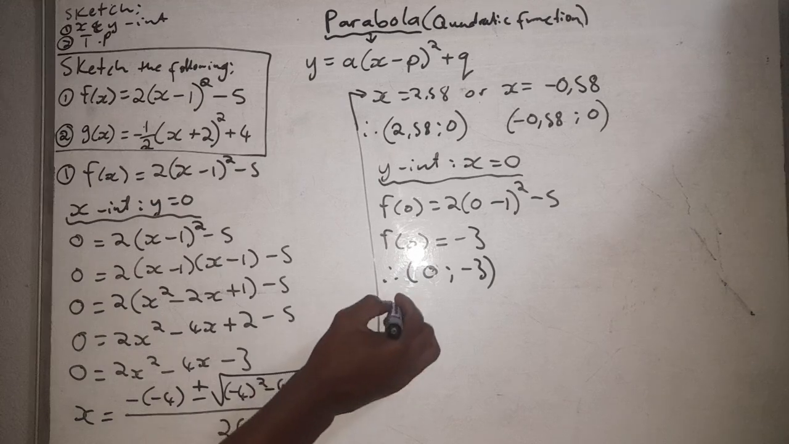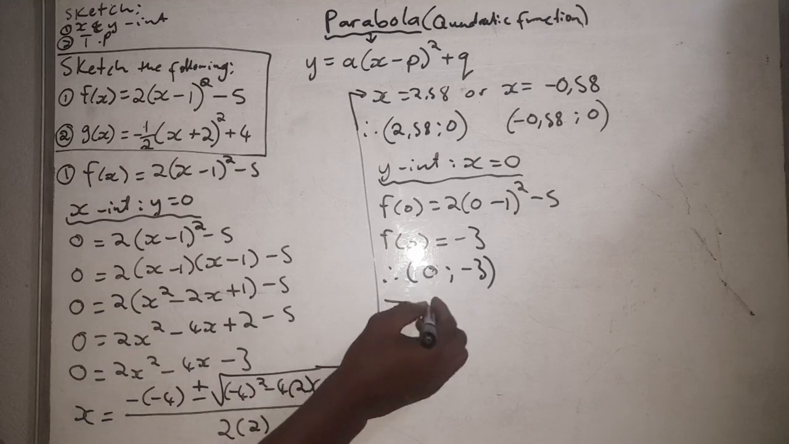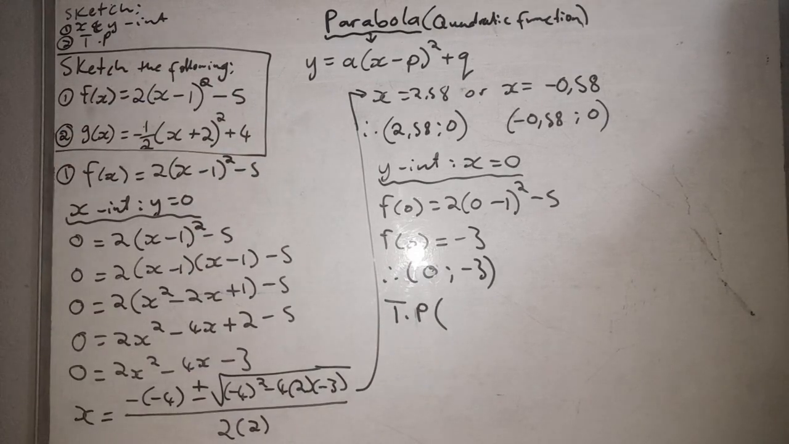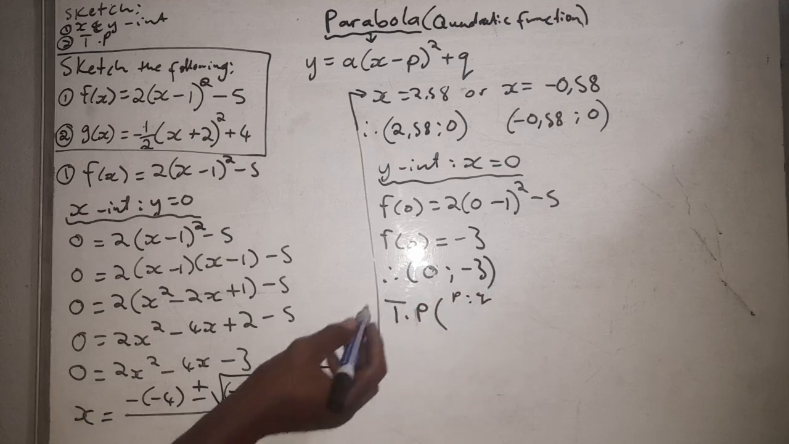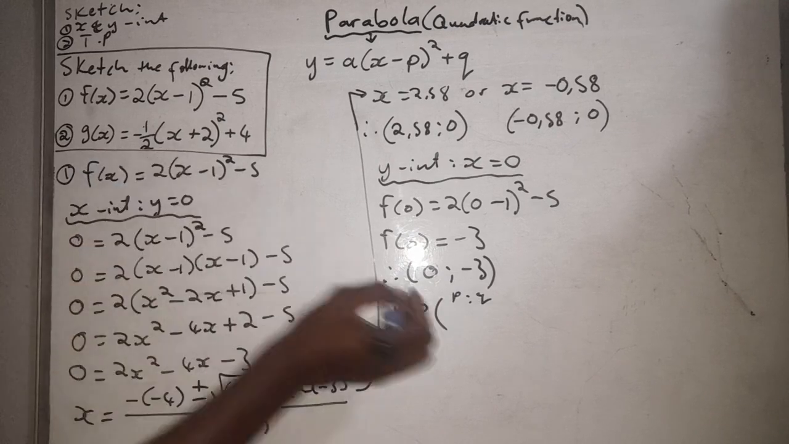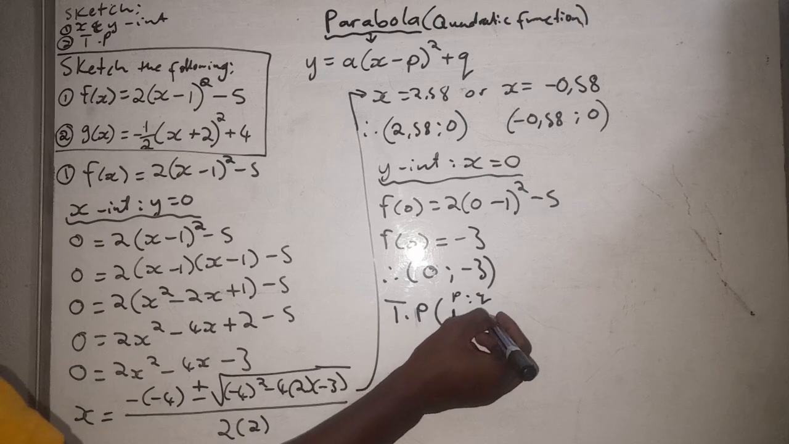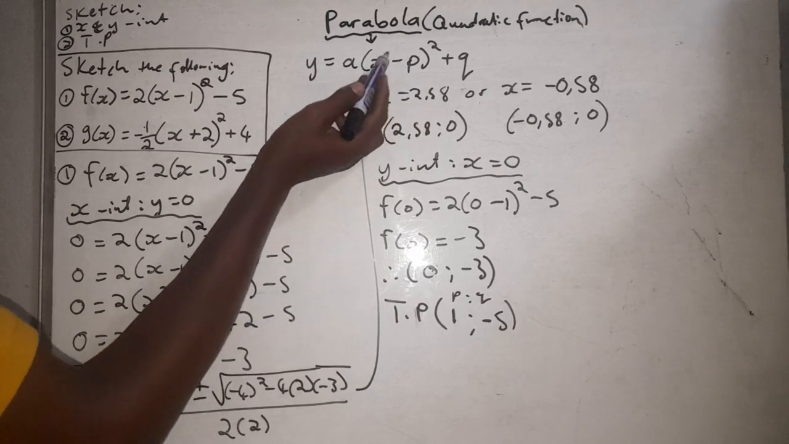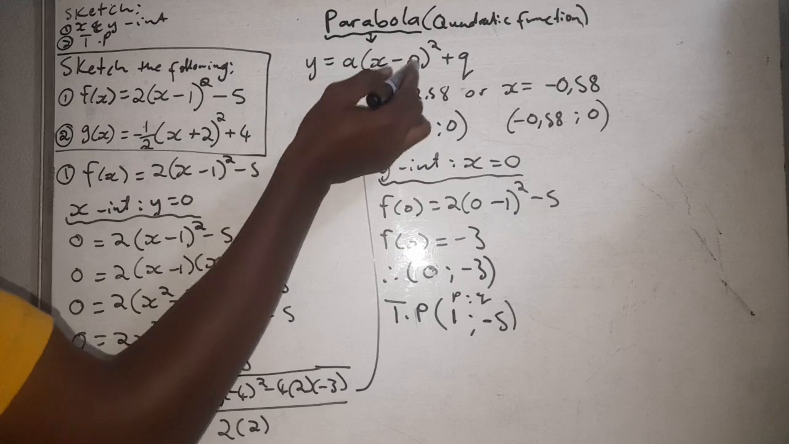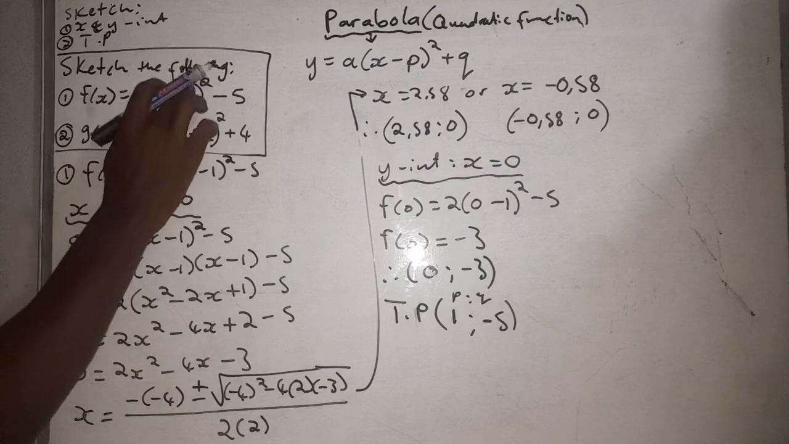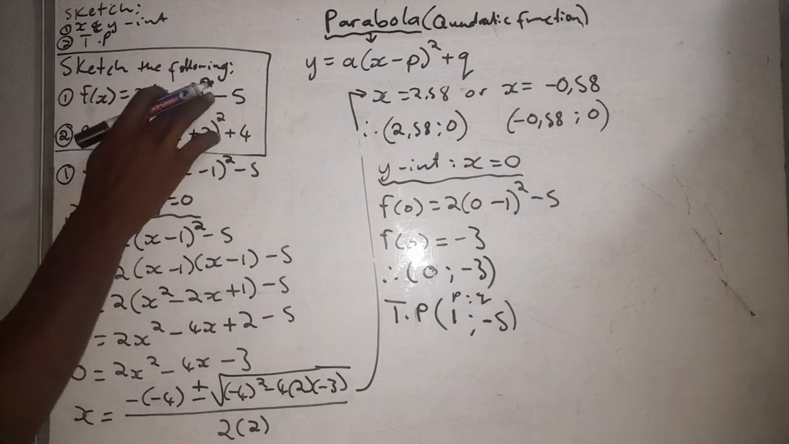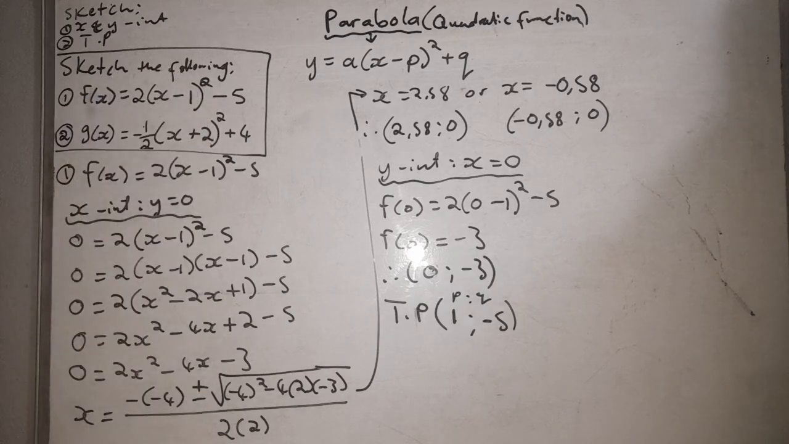Lastly, the coordinates of the turning point, which in this form is always given as (p, q). So the value of p here is 1, and the value of q is minus 5. Remember, this form has its own negative. So if you find negative 1 in the bracket, the value of p is just that 1, because it was supposed to be x minus p, remember? So p is 1 there.